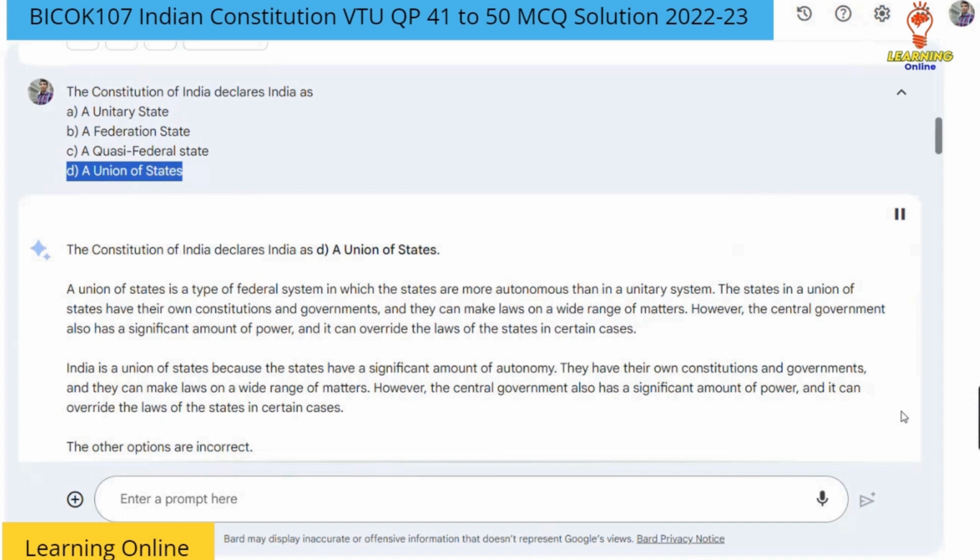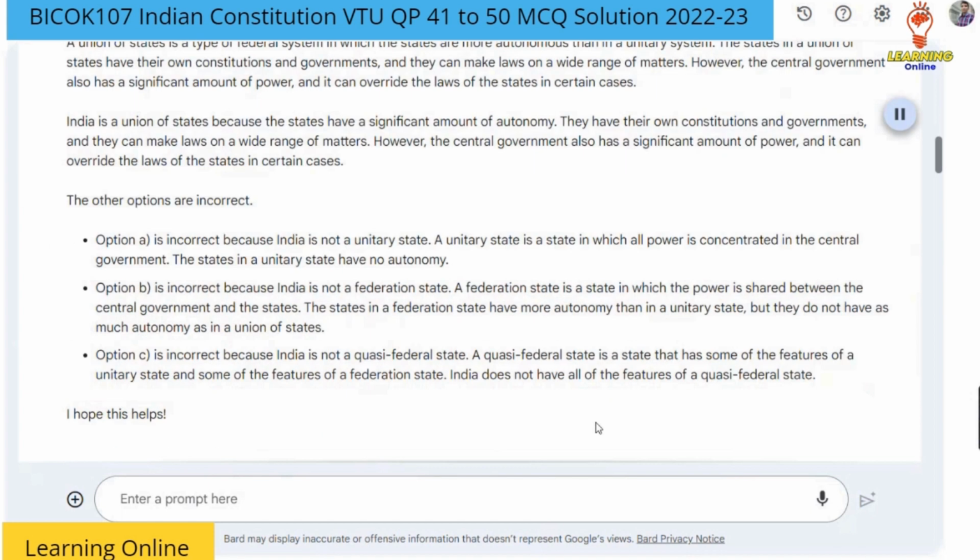They have their own constitutions and governments, and they can make laws on a wide range of matters. However, the central government also has a significant amount of power, and it can override the laws of the states in certain cases. The other options are incorrect. Option A is incorrect because India is not a unitary state. A unitary state is a state in which all power is concentrated in the central government. The states in a unitary state have no autonomy.